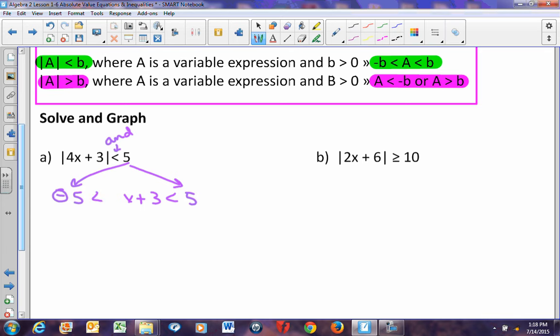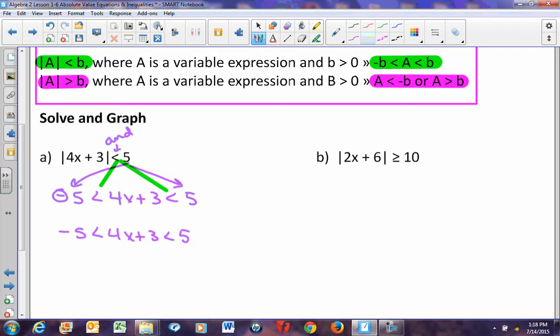Right. The symbol stays the same. Okay, if we look at this, notice how our symbol is the same here, and our symbol is the same there. So now I'm going to solve this equation. I'm rewriting it neat and tight here. It's really ugly now. Negative 5 is less than 4x plus 3, which is less than 5.